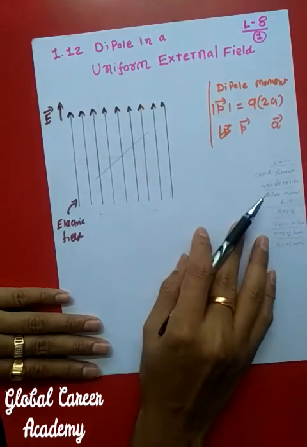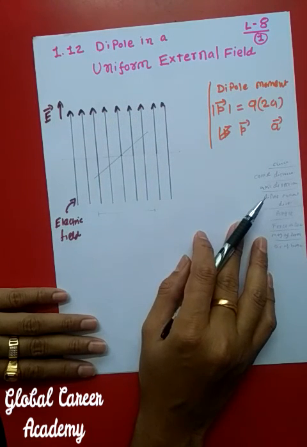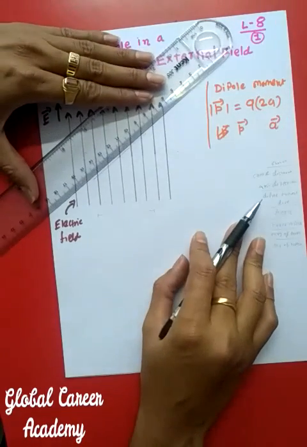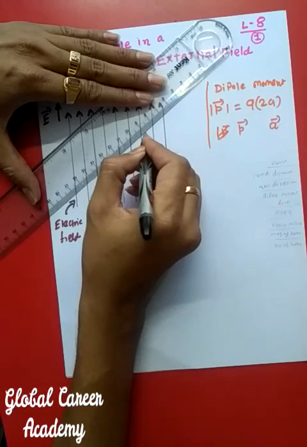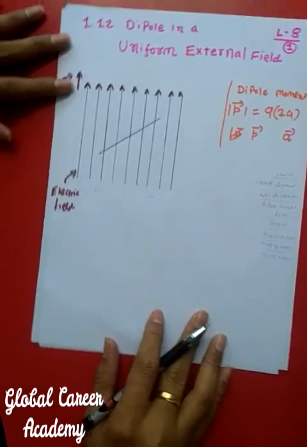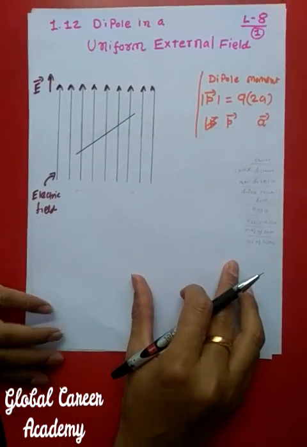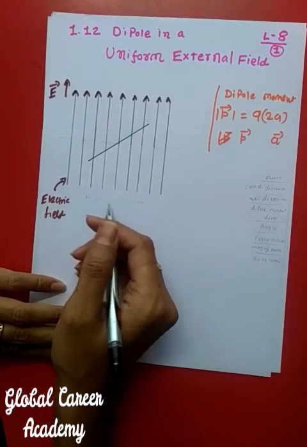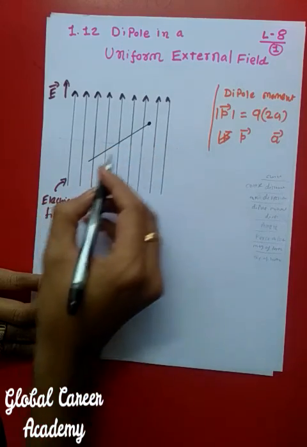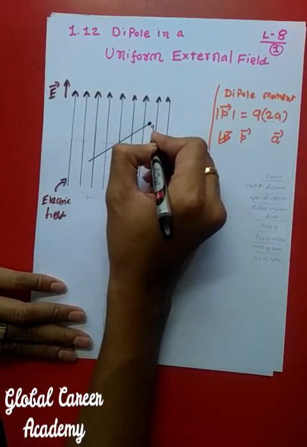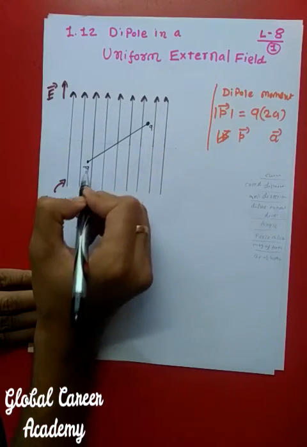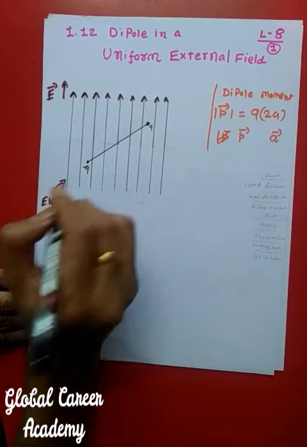Now let us put a dipole in this external field, right? So let us consider a dipole. What we have discussed in our previous lecture, the first thing you should show is the charge. So let us show that over here there is a positive charge, so I will denote it with q, right? Over here there is a negative charge and I will show it with minus q.